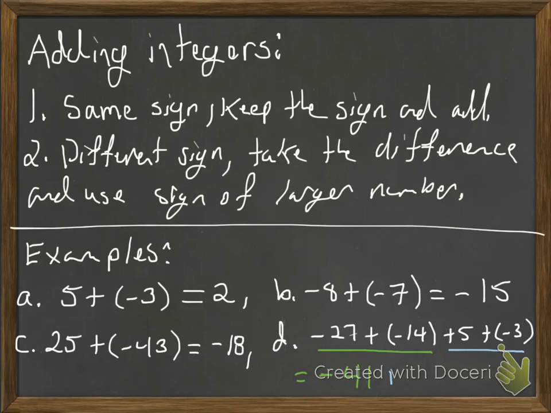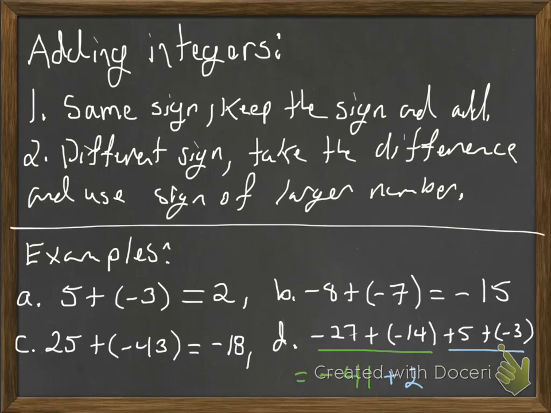Okay, then everything's addition, so we can go ahead and group the second two together, the 5 and the negative 3. Well, we did that as the first example. They have opposite signs, so we're going to take the difference. The difference between 5 and 3 is 2, and then keep the sign of positive, so that'll be positive 2.